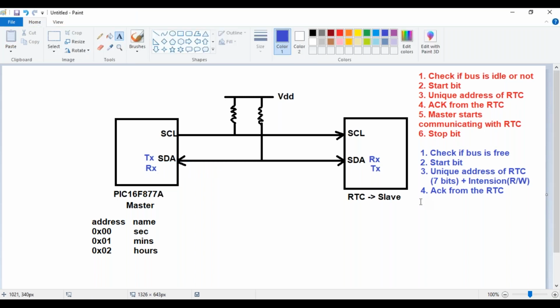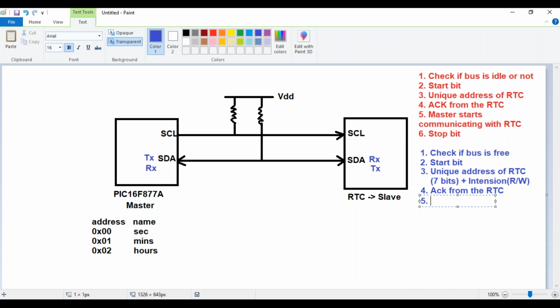Now once the acknowledgement is received, what will be the next step? Communication should be established, correct? Communication means the master should go to the RTC and read the number of seconds. Now how many registers are available in the RTC? Do I have a single register storing only the number of seconds? As of now, I have listed 3, but there are multiple registers in the RTC.